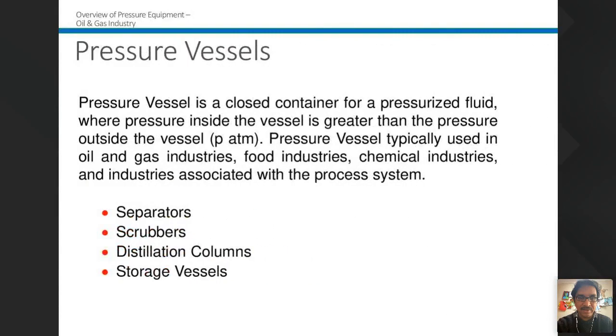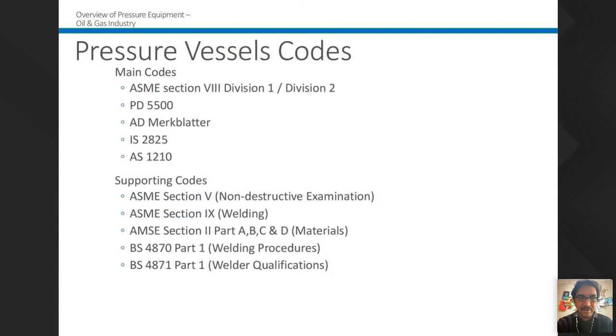And then the next set of equipment is pressure vessels. We had talked a lot about pressure vessels, and the four types are separators, scrubbers, columns, and storage vessels. And again, these are the vessel design codes, which we have already seen. I just thought I'd add it again for refreshment.